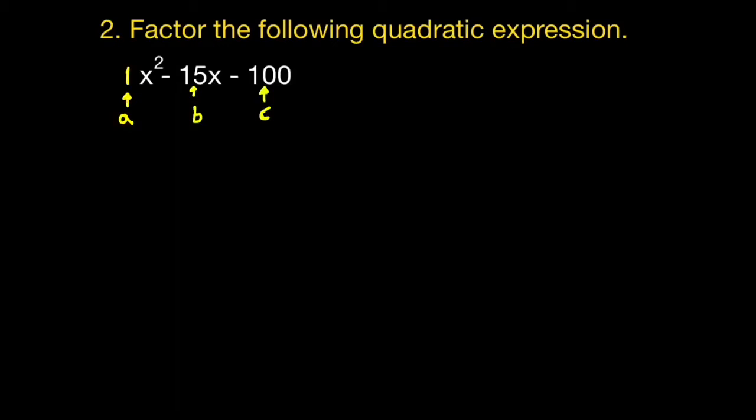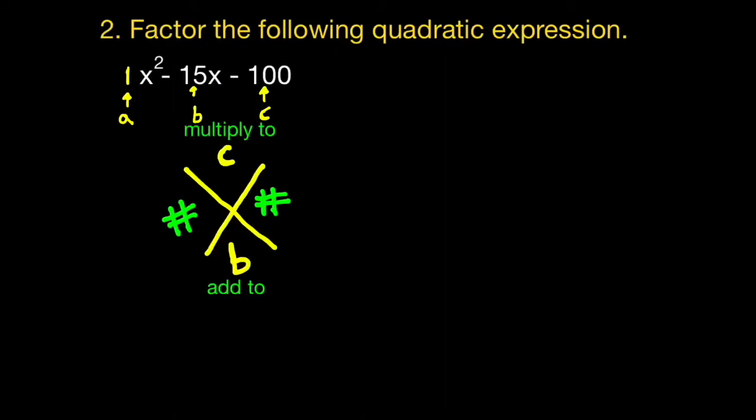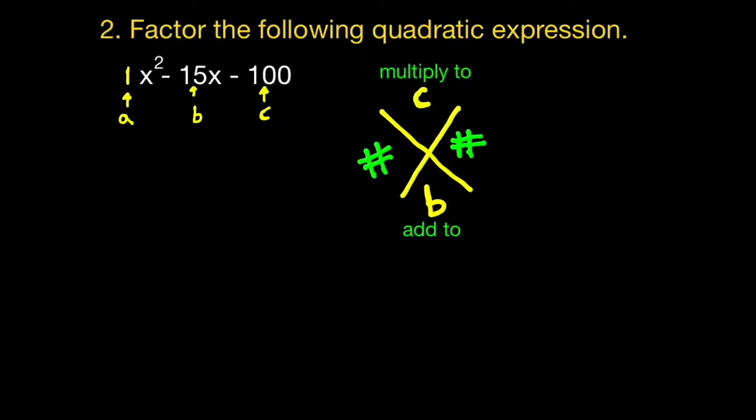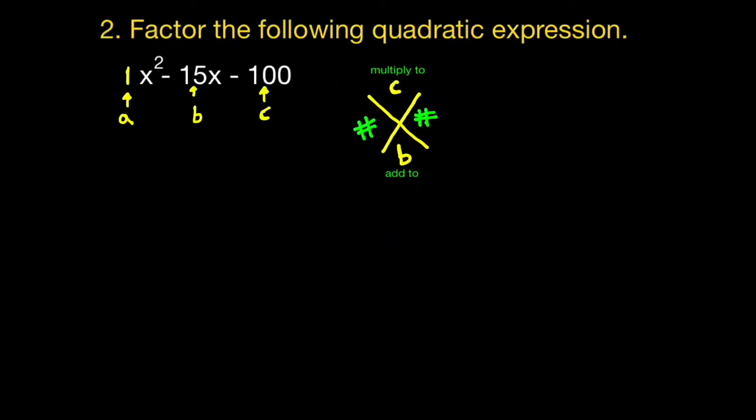My a value is 1, my b value is negative 15, and my c value is negative 100. Because my leading coefficient is 1, I can make use of the X diagram to help me organize my values and help me identify the factor pair that multiply to C but add to B.